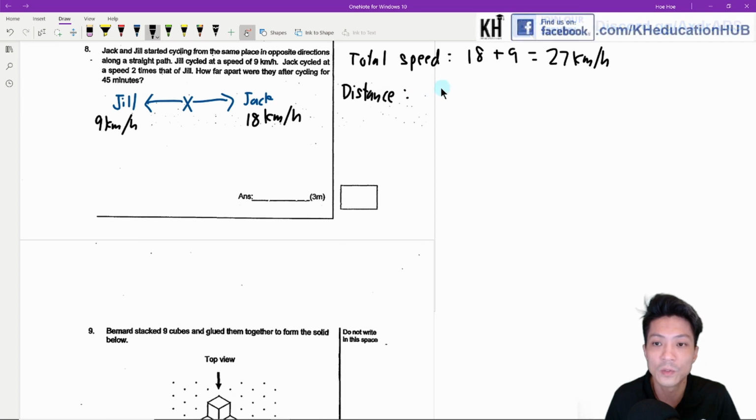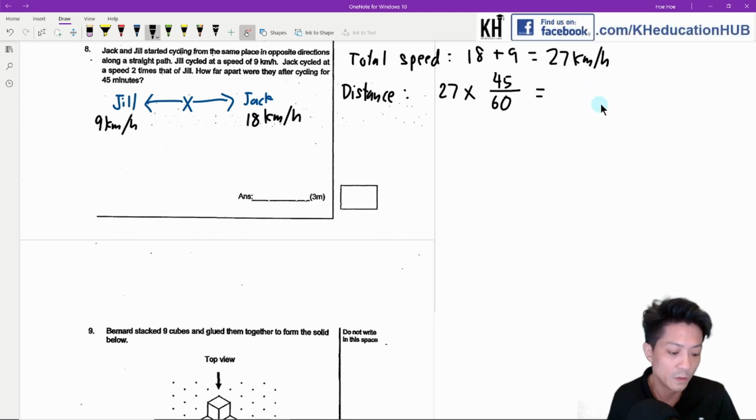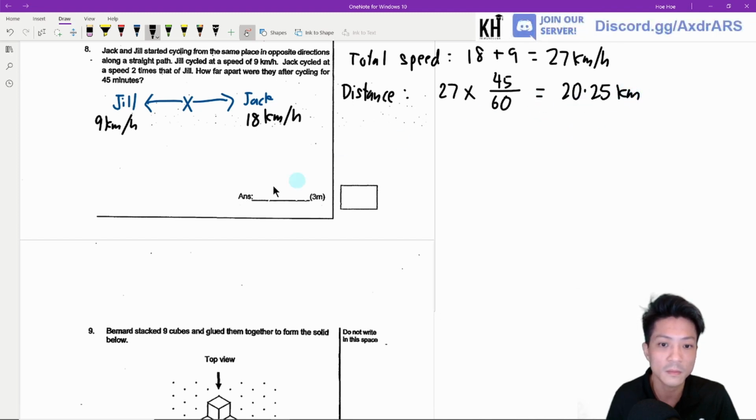you just have to use the speed multiplied by the time. The time is 45 minutes, so you have to change it into hours by expressing it as 45 over 60. So 27 times 45 over 60 will give you 20.25 km. This will be their distance apart after 45 minutes.